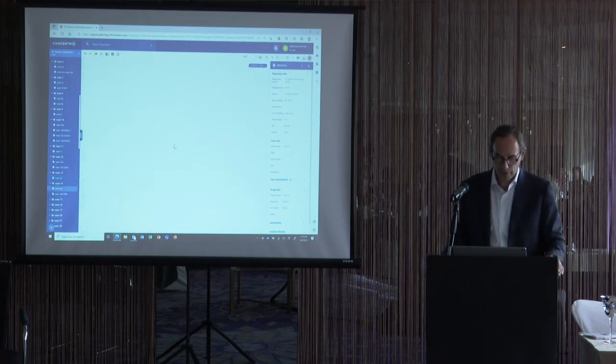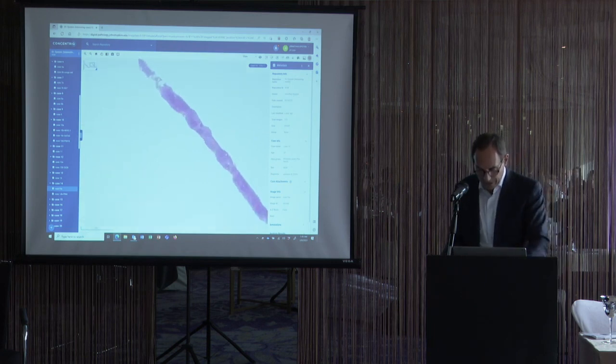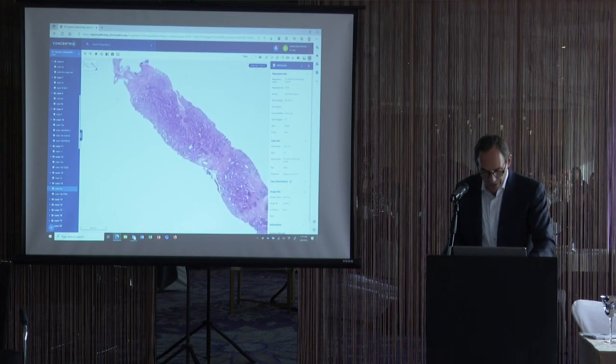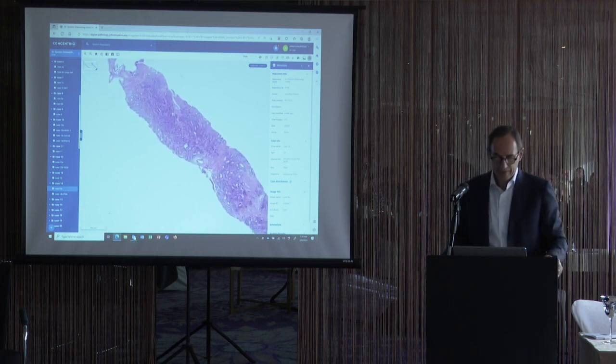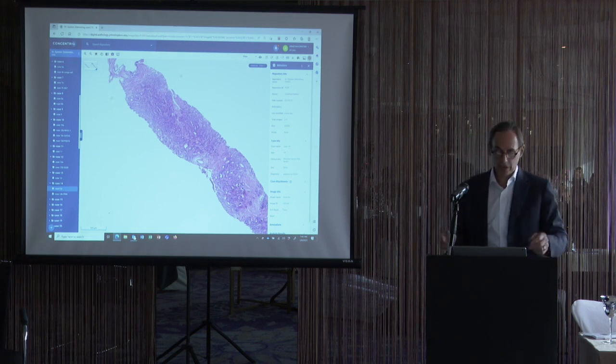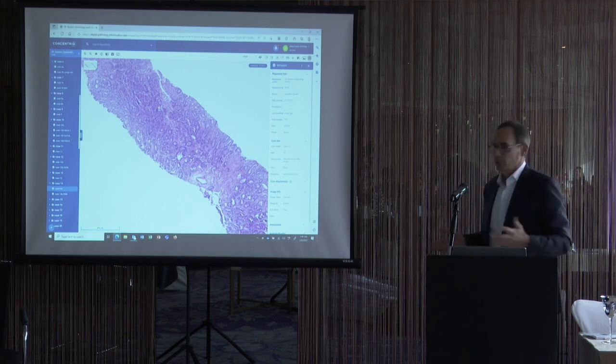And S100 positive, as you would expect. So this is a case that's somewhat similar to what I showed, but a little different, that emphasizes when you're looking at prostate needle biopsies, you have to take into account everything, not just the architecture. Because if you were to look at the architecture of this case, you would say this should be prostate cancer.